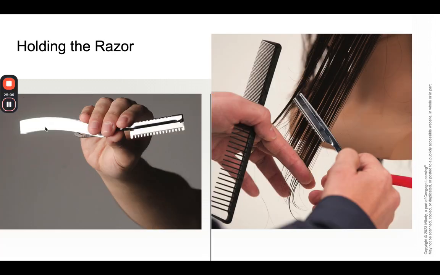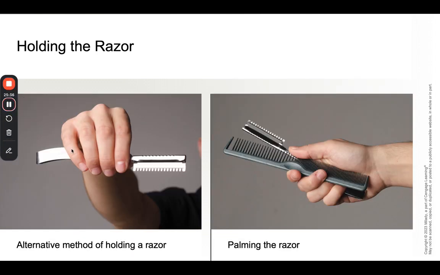When it comes to holding your razor, you always want to make sure that you have a guard on your razor, and you want to make sure that you open the razor so that the handle is higher than the shank. And you want to place your thumb on the thumb grip and the index, middle, and ring fingers on the shank. You want to place your little finger in the tang underneath the handle. Here is another alternate method of holding your razor, and this is how you palm your razor.